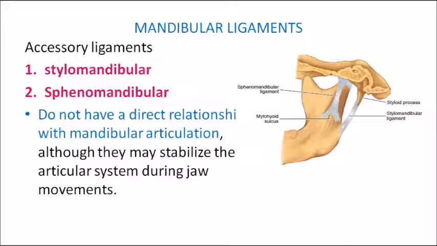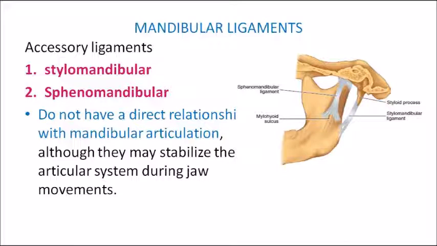Now please look at the picture and check for the attachments as well as identify the structures stylomandibular and sphenomandibular. As the name indicates, their attachments are from the styloid process to the mandible and from the sphenoid bone to the mandible. So these are the accessory ligaments associated with your TMJ. In addition to the above structures, the TMJ also has accessory ligaments, which are the stylomandibular and sphenomandibular ligaments.